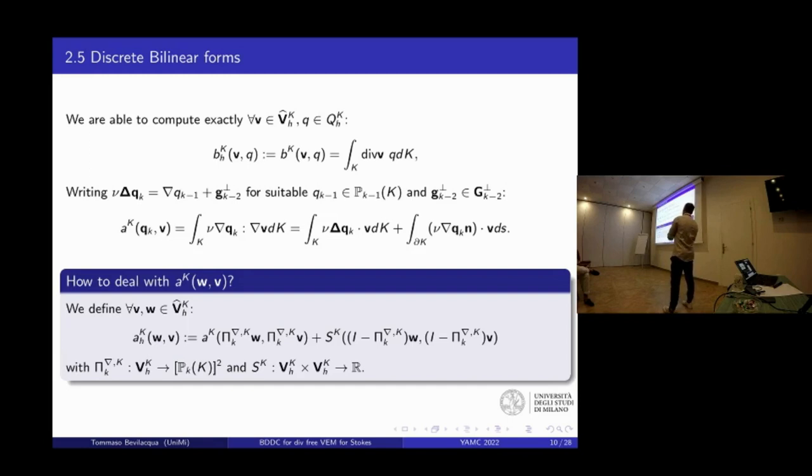In this case, you are not able to compute exactly, so you need an approximation. Typically, you do so by defining a discrete bilinear form as a sum of two contributions. The first one is the so-called consistency part, which consists in computing the continuous bilinear form A on some suitable projection of the virtual element function onto a space of polynomials. The second part is the stabilization term, which is simply a bilinear form that has the same scaling as A. We don't enter into the details of these two, but we just say that we use the Dofi-Dofi stabilization.